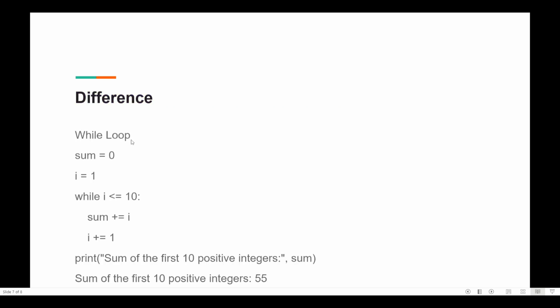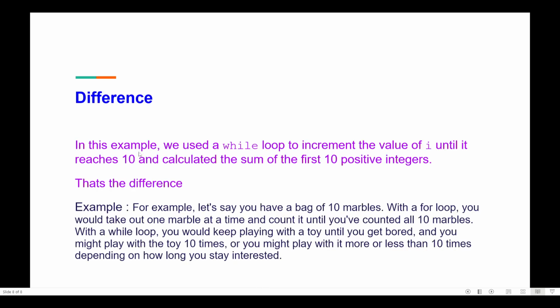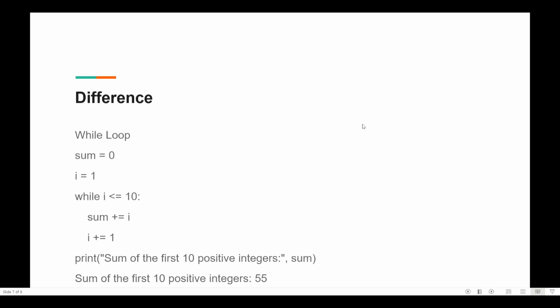If we want to execute the same thing with a while loop, we will just add one particular line of code, that is I plus equals to 1, and it will give us the same output. So this is the only difference between both of them: in this example we use the while loop to increment the value of I until it reaches 10 and calculate the sum of the first 10 positive integers. So basically this is the only difference.